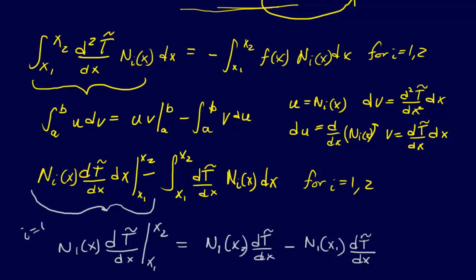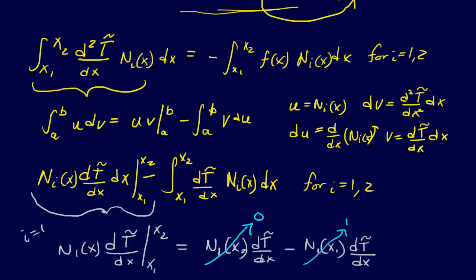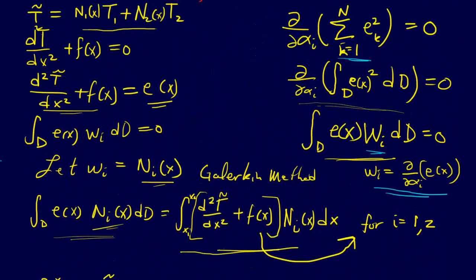Okay, so there are a couple of things to notice here. First of all, N1 of x2 is equal to 0, and N1 of x1 is equal to 1. And you can see this if you go to this plot here.